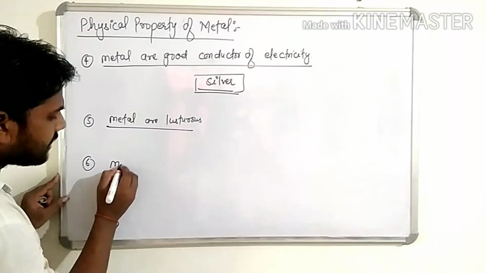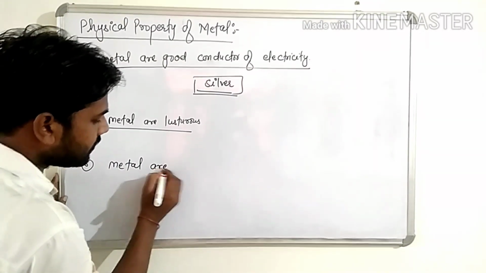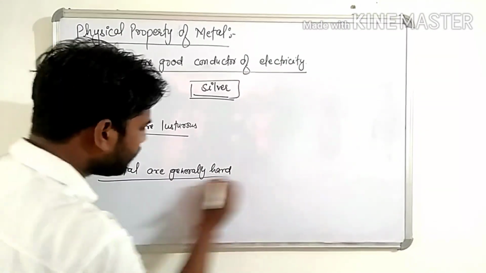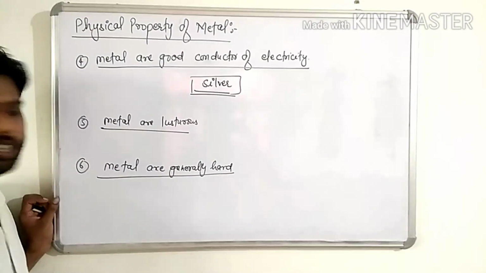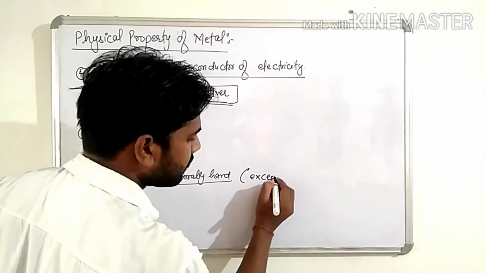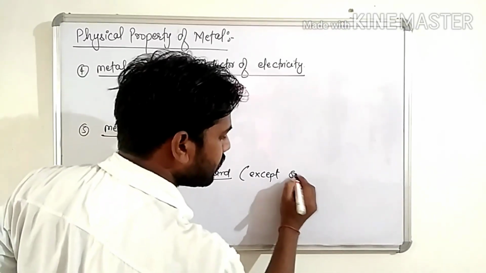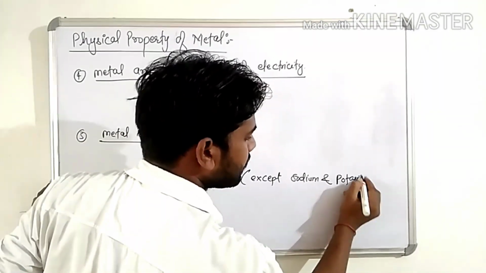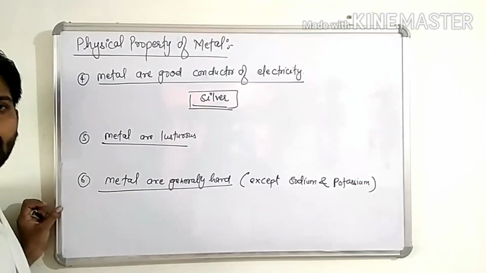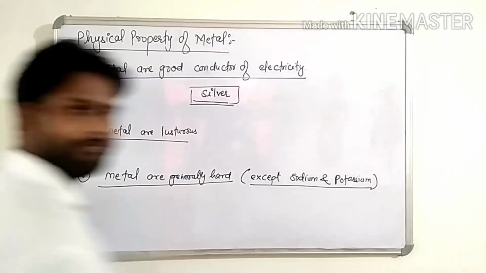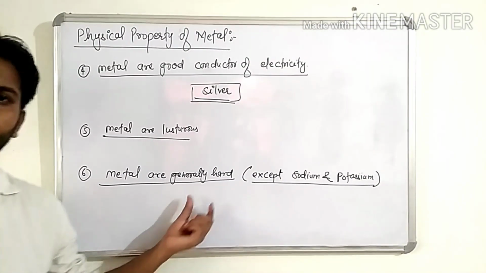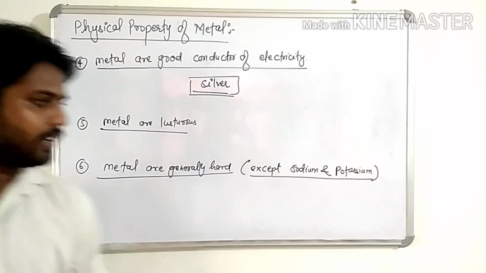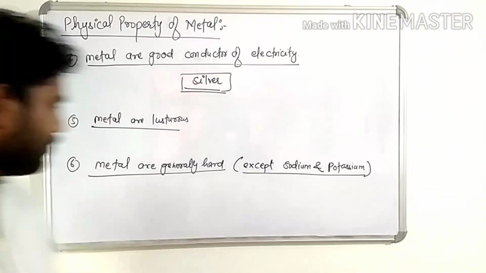Sixth, metals are generally hard. All the metals are generally hard, children. The exceptions are sodium and potassium. These are the metals which are soft and can be cut with a knife. Metals are generally hard, children, and there are two exceptions. Sodium and potassium are very soft and they can easily be cut with a knife.